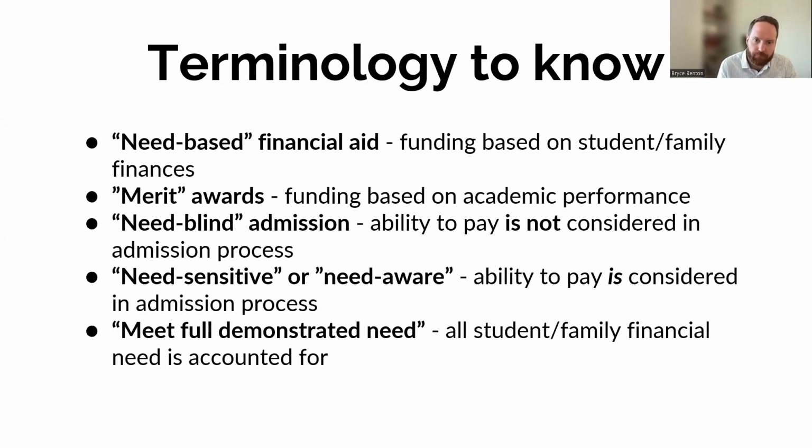Meeting full demonstrated need is a process by which, if admitted, a student has all their financial need accounted for in the initial financial aid package, so that there's no gaps that exist in funding, right? So the students and families' contribution is one part, and then the rest of the cost would be covered by the institution through grants, scholarships, or other things like work study, but there's no gaps that exist in funding. So finances shouldn't be a barrier for you to attend if that institution has a process by which they meet the full demonstrated need of every student they admit. Not necessarily every university would meet full demonstrated need. So it's something to look out for as well.